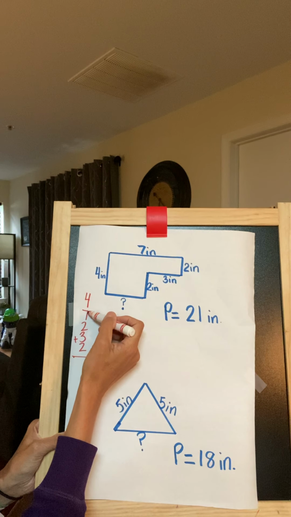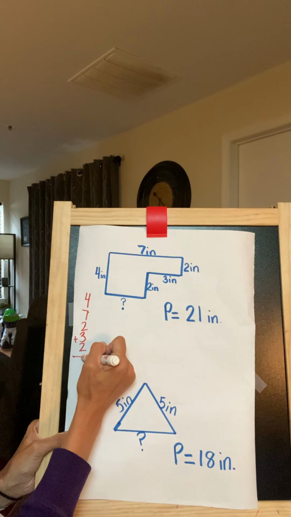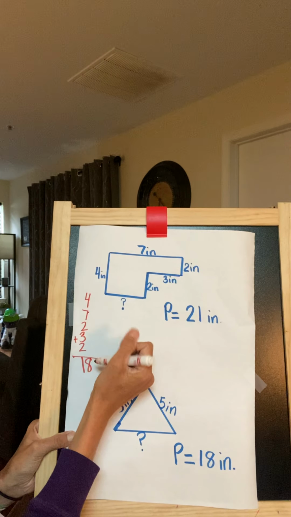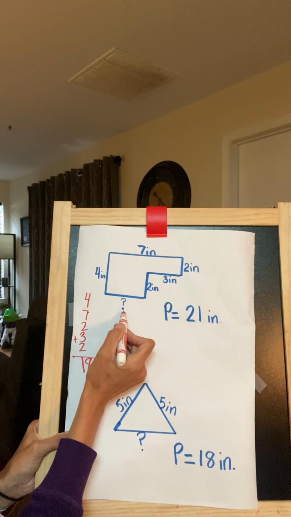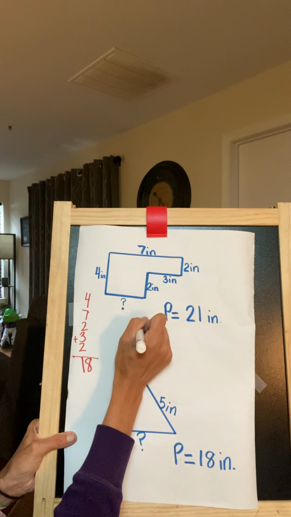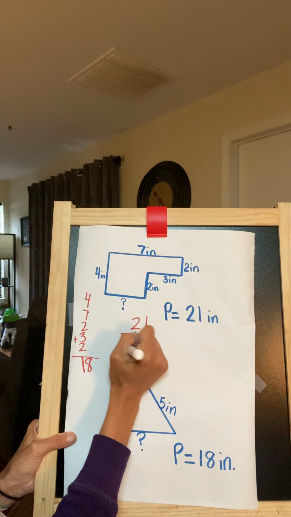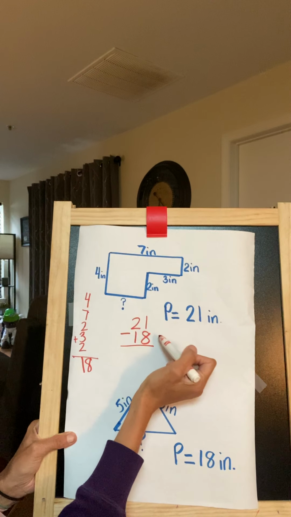So 4 plus 7 is 11. 11 plus 2 is 13. 13 plus 3 is 16. 16 plus 2 is 18. So now my missing piece is not 18. My missing piece is going to be my total, which is 21 minus 18 to find this missing piece, right?